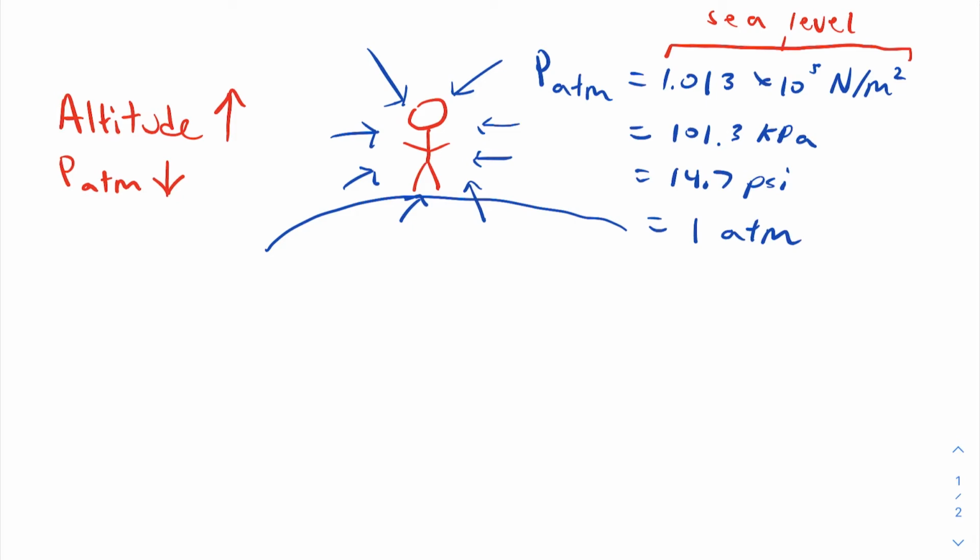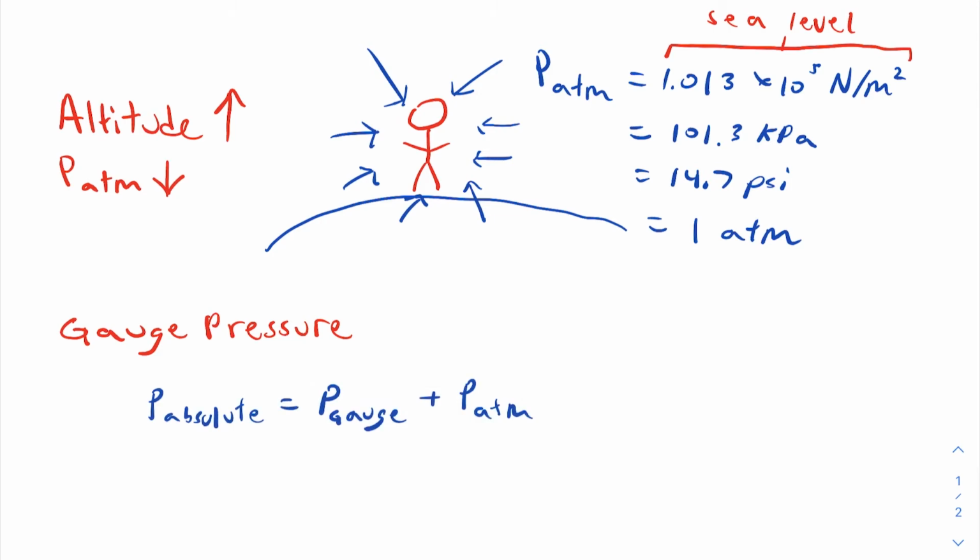For certain measurements, it's not always intuitive to write things in terms of atmospheric pressure. For example, the gauge that measures your tire pressure will measure things in terms of gauge pressure. This measurement represents the difference between atmospheric pressure and absolute pressure. We can say that the absolute pressure is equal to the gauge pressure plus the atmospheric pressure.